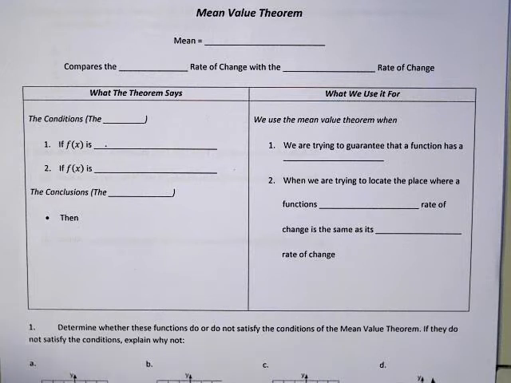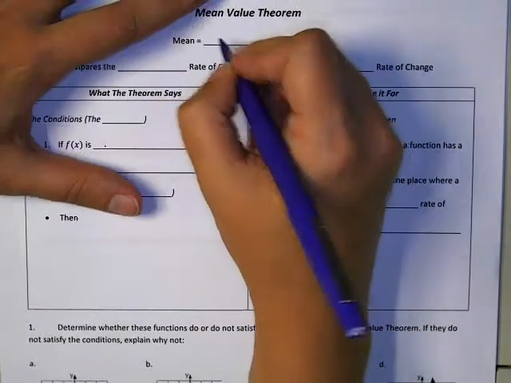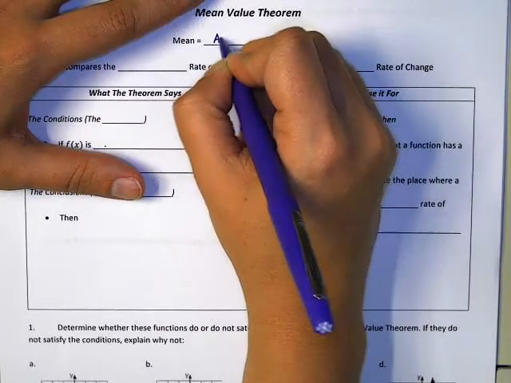So I want to review some vocabulary with you because this vocabulary is necessary in order to understand the meaning behind this theorem. The first thing I want to review for you is that in math, the word mean has a very special meaning. The word mean in math means average.